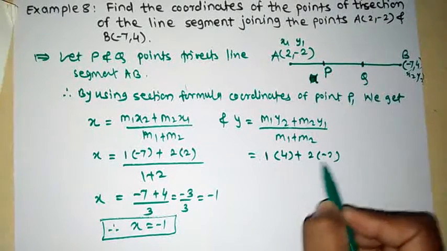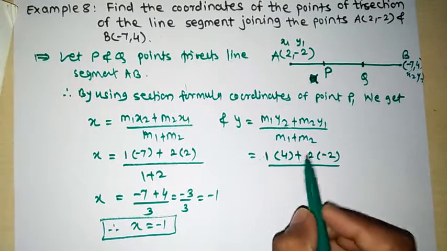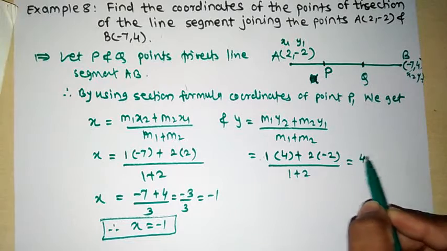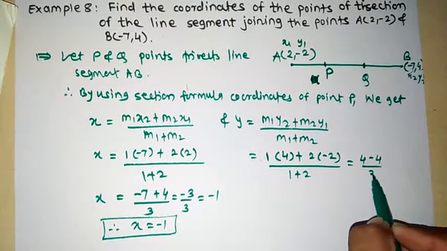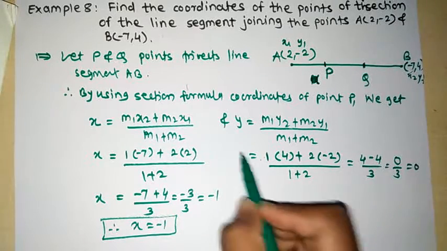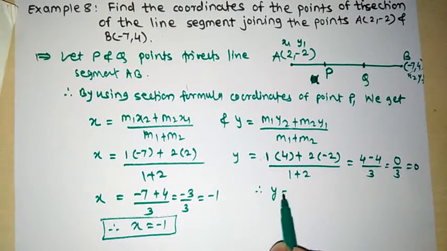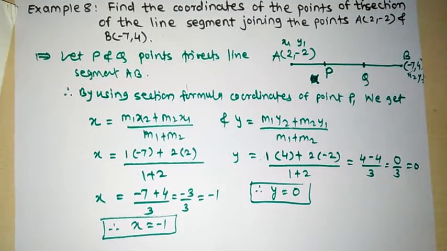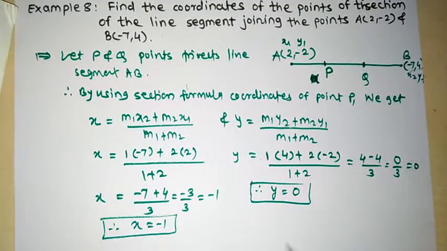Y1 is -2, divided by M1 plus M2, which is 1 plus 2, which is equal to 4 minus 4 divided by 3. 4 minus 4 is 0, divided by 3, which is equal to 0. We got, therefore, y is equal to 0. 0 divided by 3 is nothing but 0. Therefore, we got y is equal to 0.